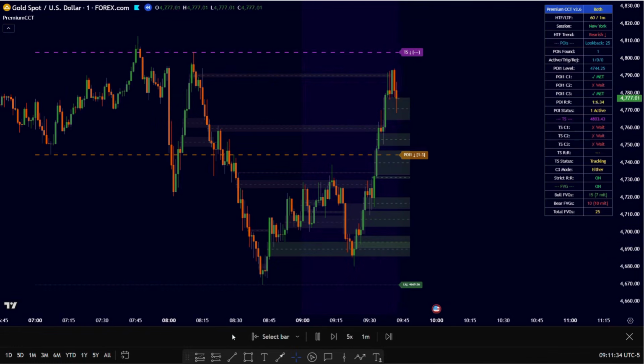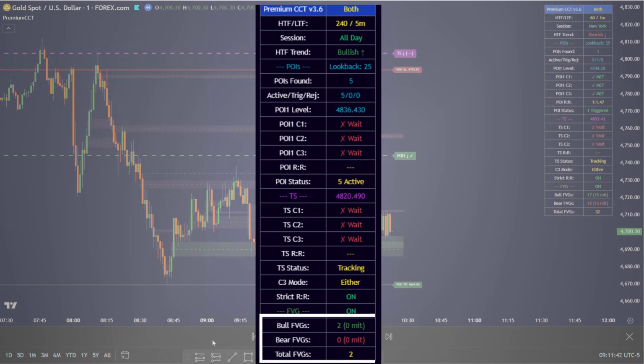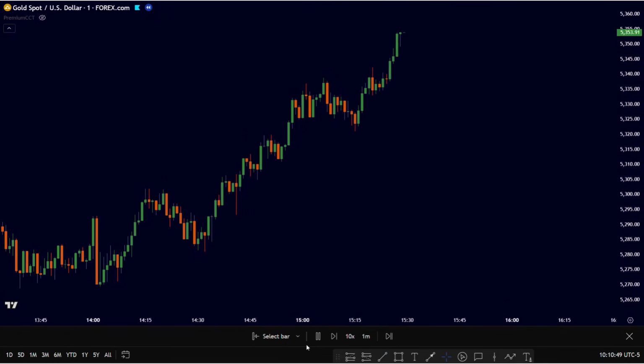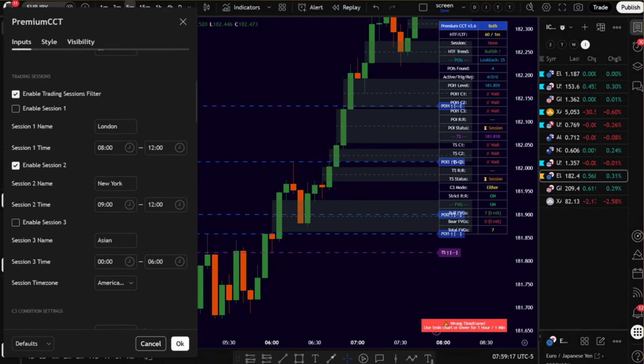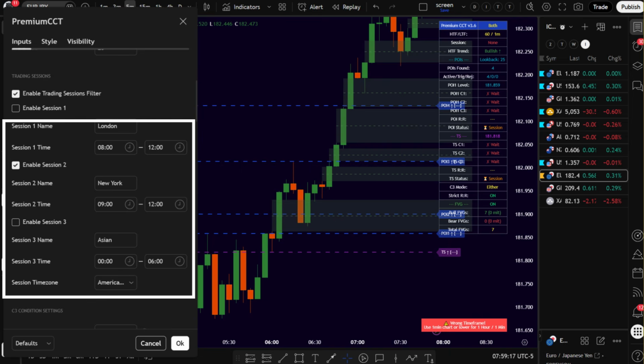Mitigation occurs when price closes completely through the FVG. The info table keeps you updated with bullish FVG count, bearish FVG count, how many are mitigated, and the total FVG count. If you want to trade only during specific market hours, the session filter gives you complete control. When you enable trading sessions filter, the indicator only scans for entries during your active sessions. You can enable up to 3 sessions simultaneously.